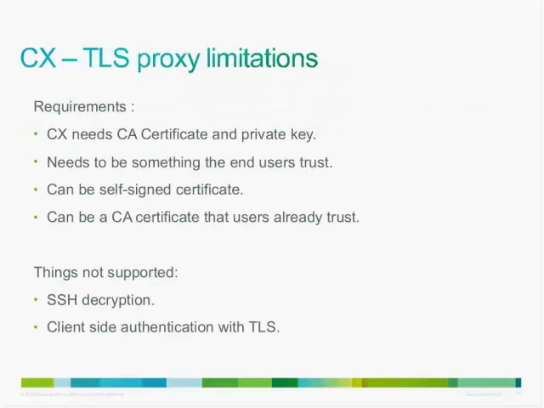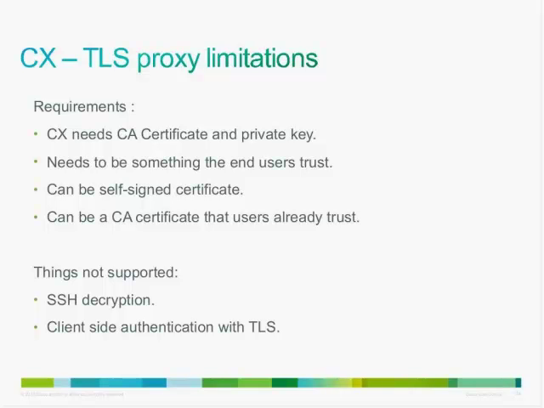Now, there are certain limitations associated with the TLS proxy feature on the CX. First being that the CX needs a CA certificate and a private key. The reason we need the CA certificate and the private key is that when the CX is going to intercept HTTPS traffic, it is going to offer this certificate to the client, and without this certificate, the CX cannot do HTTPS filtering. That's why we need to import a CA certificate with a private key before we configure HTTPS filtering. Also, this CA certificate needs to be something that the end users can trust. So it can either be a self-signed certificate or a CA certificate generated by a third-party vendor, which is trusted by default, for example, a third-party certificate generated by VeriSign or TrustSec.